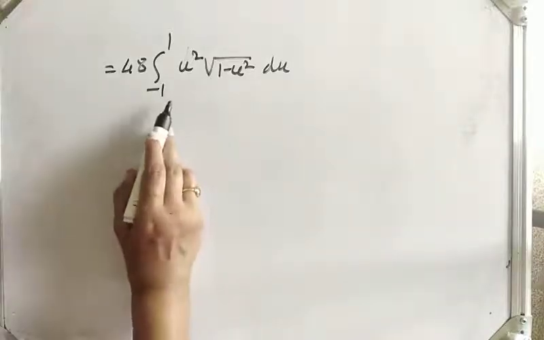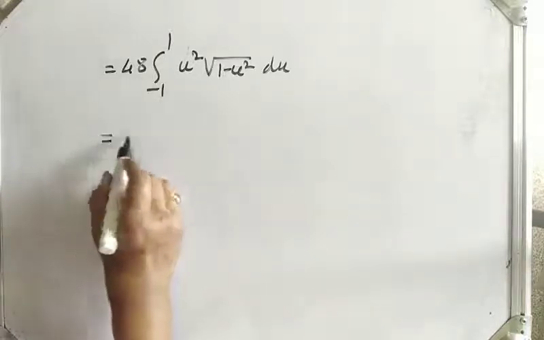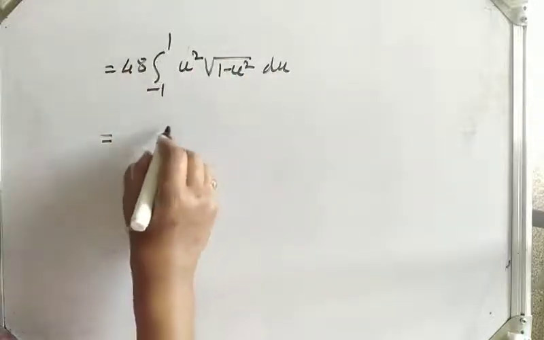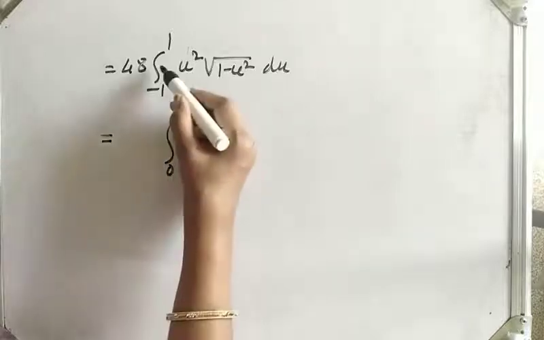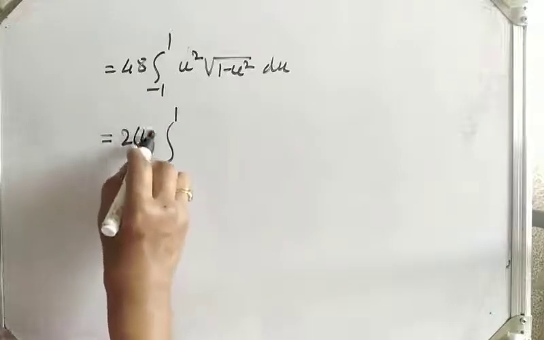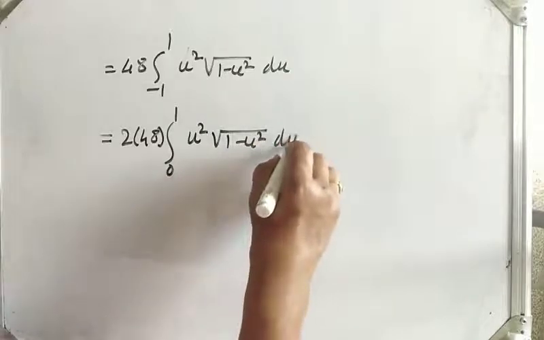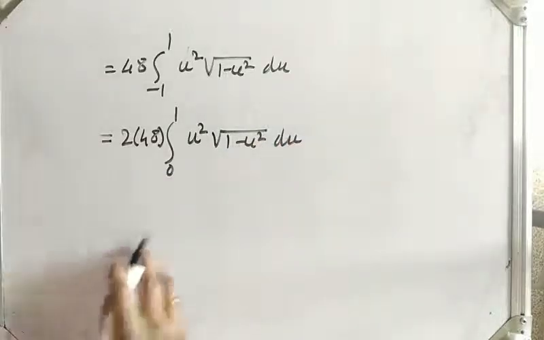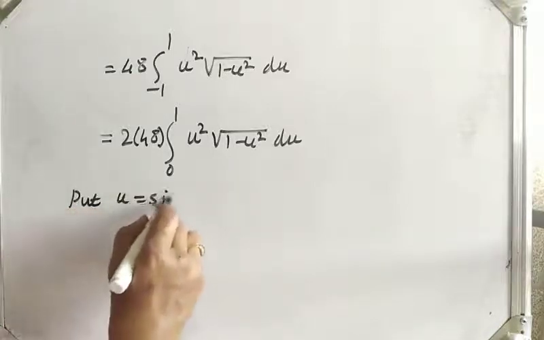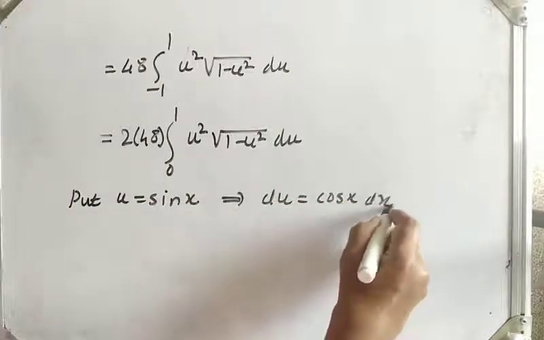Now it is integration from minus 1 to 1. Let us take it from 0 to 1. For the complete integration from minus 1 to 1, we have taken 0 to 1, which means we need to multiply it by 2. Therefore here we will have 2 into this 48, u square square root of 1 minus u square du. To solve this, let's do some substitution. Put u is equal to sin x. So from this, what will be du? du will be cos x dx.